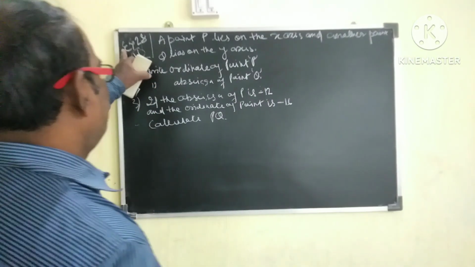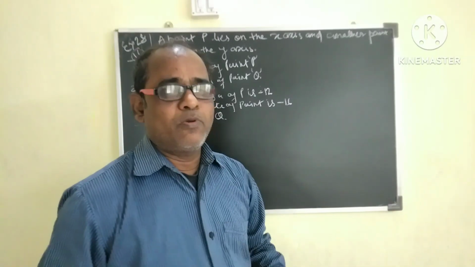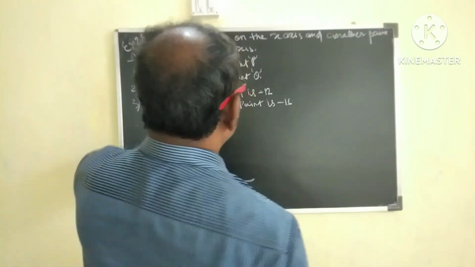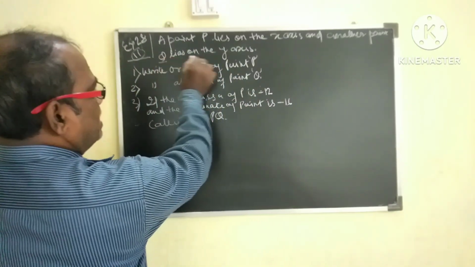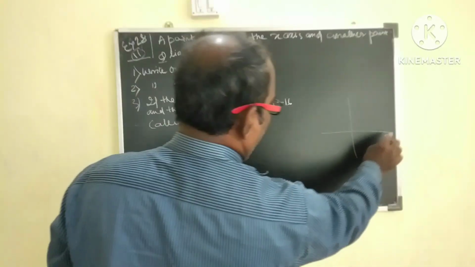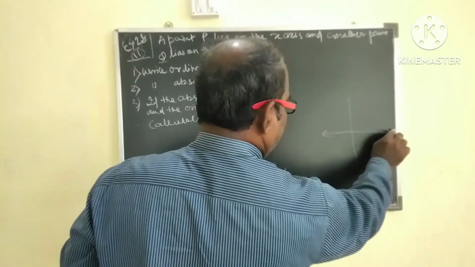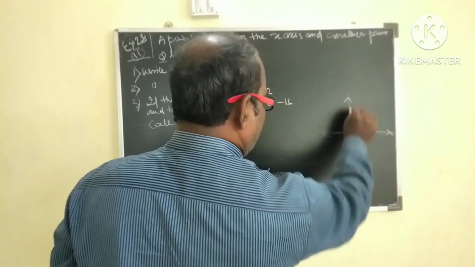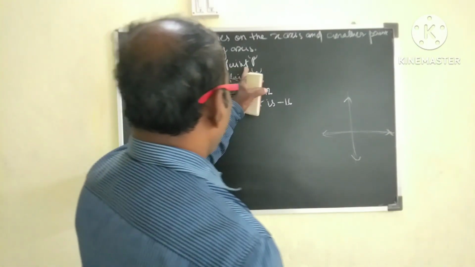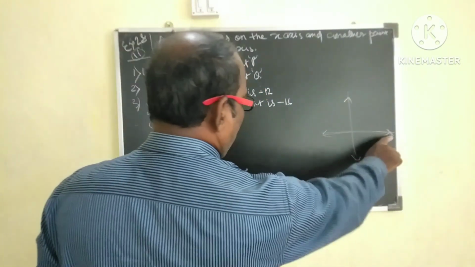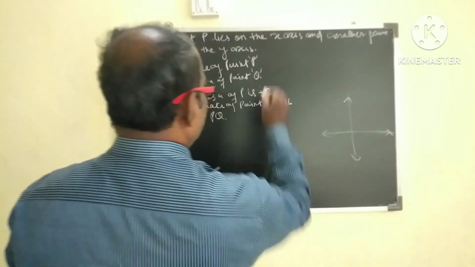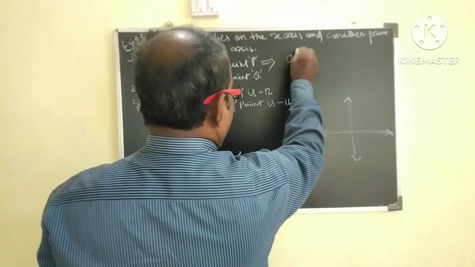This is exercise 28, question number 11 from Concise textbook of class 9. So a point P lies on the x-axis and another point Q lies on the y-axis. Suppose this axis is x, so point P lies on the x-axis, and point Q lies on the y-axis. Now they have asked you to find out the ordinate of point P. Since point P lies on the x-axis, the ordinate will be 0. So the answer here is 0.